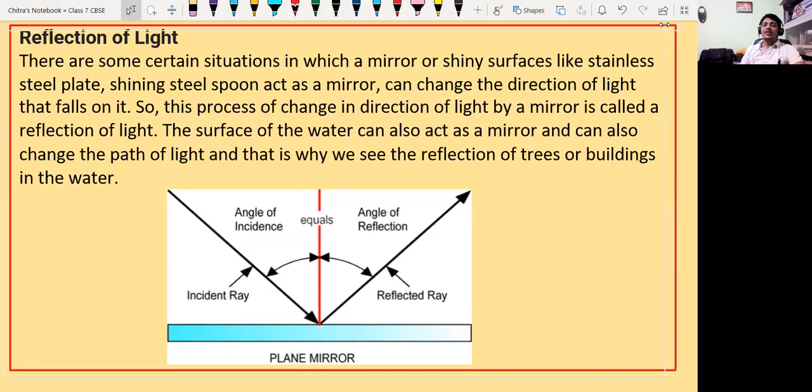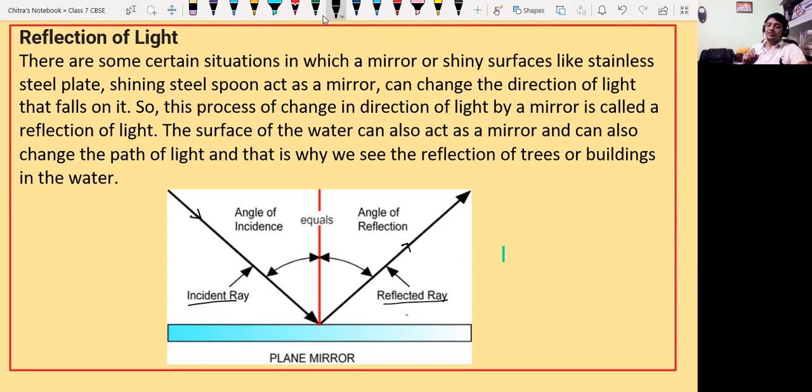Now we are going to understand the reflection of light. What is reflection of light? We will discuss here. The reflection of light is when light rays are incident on any object and, after incidence, reflect back into the same medium. As you can see in the diagram, this is the incident ray, pointed toward the mirror. Let me write here: we have the incident ray, which is incident on the mirror, and after incidence it reflects back into the same medium. That reflected ray is represented over here.